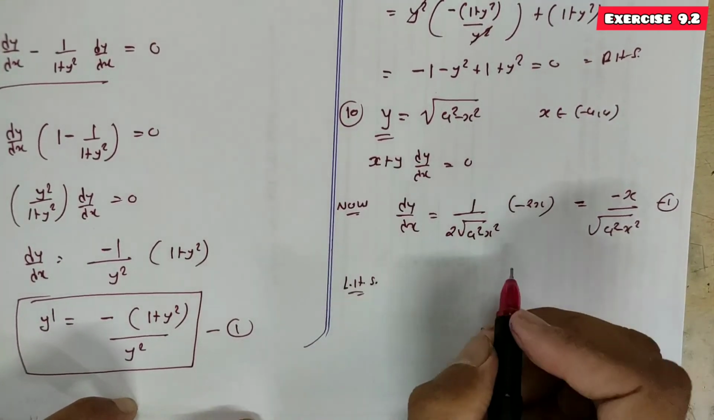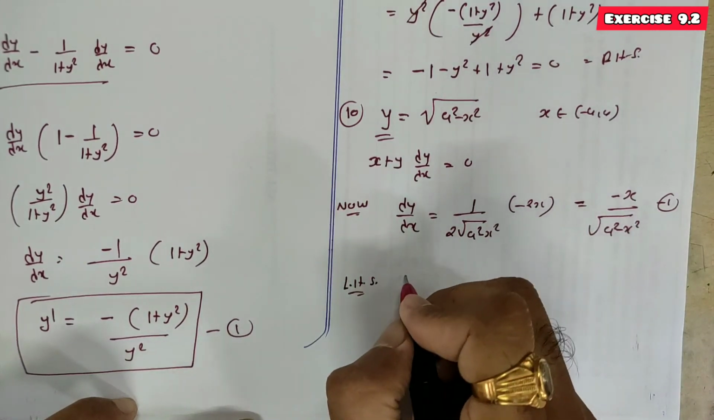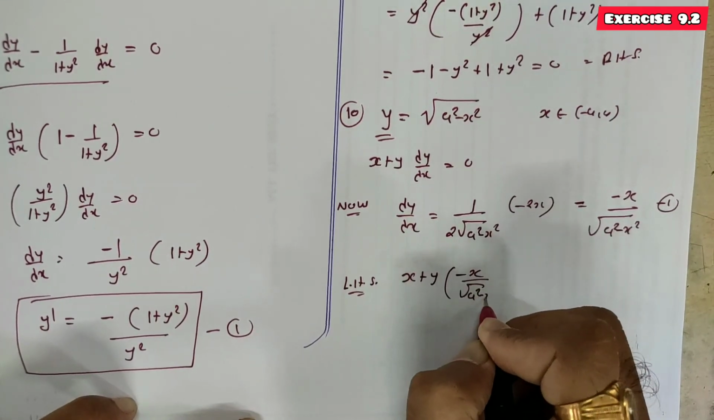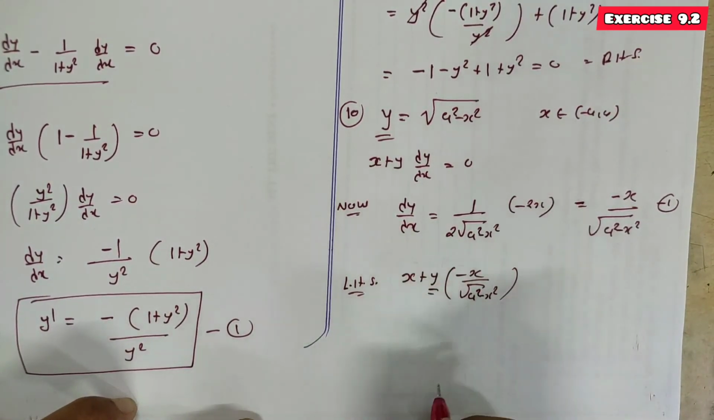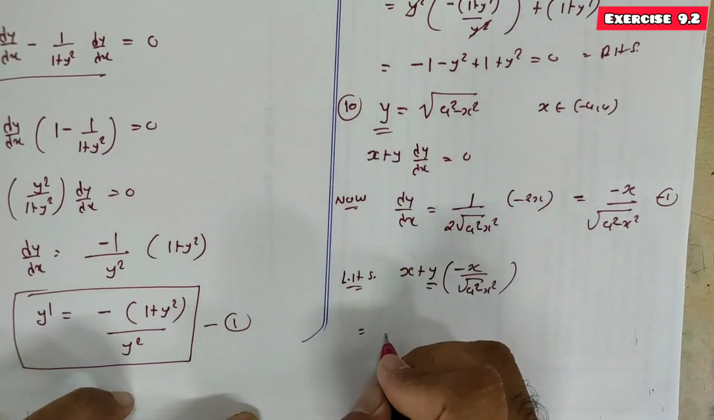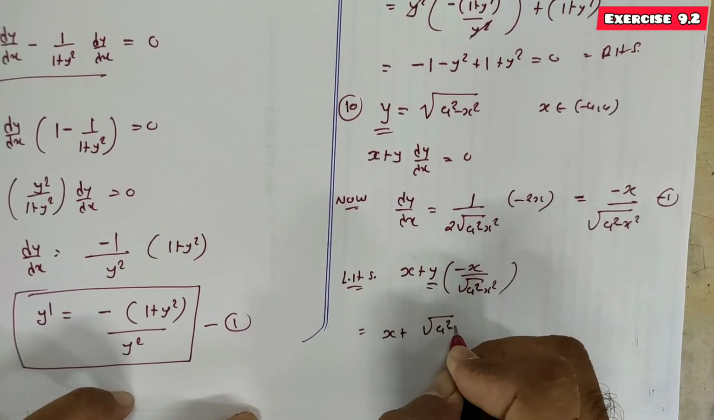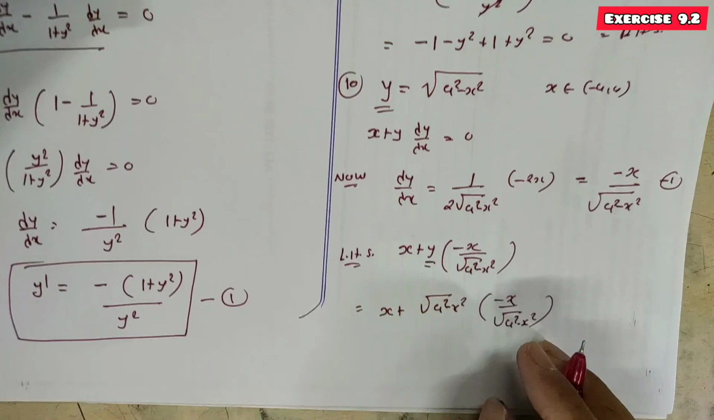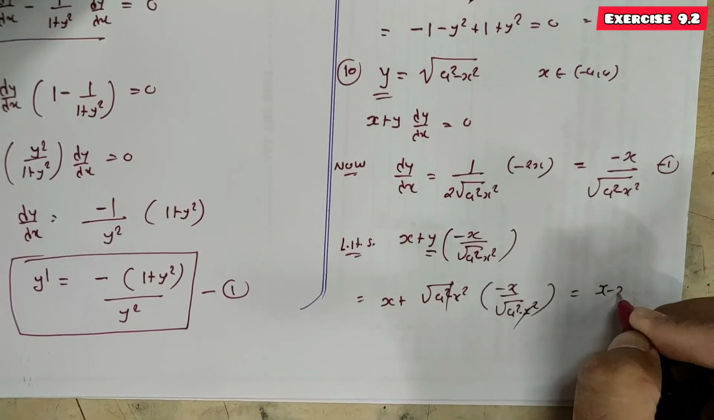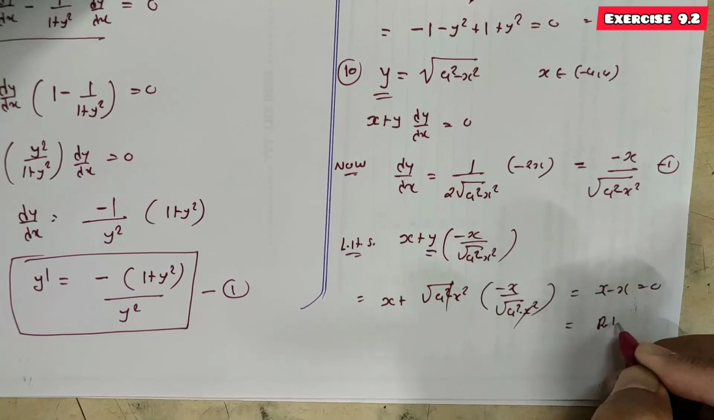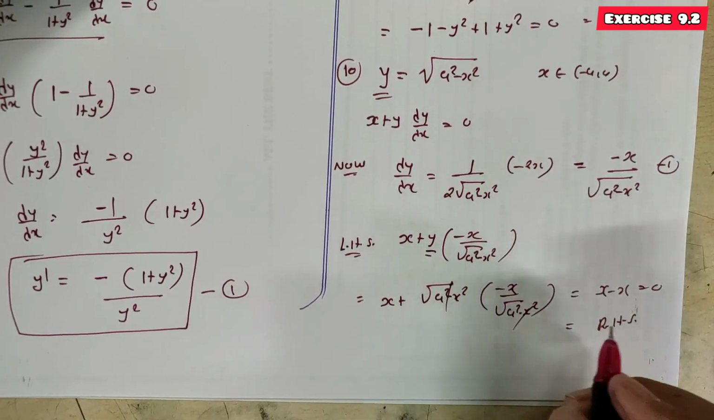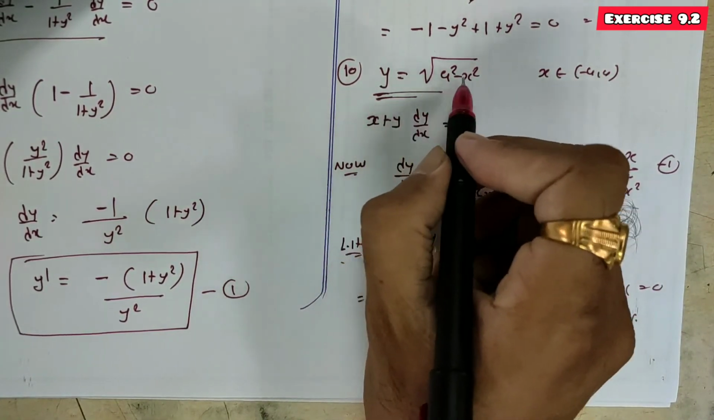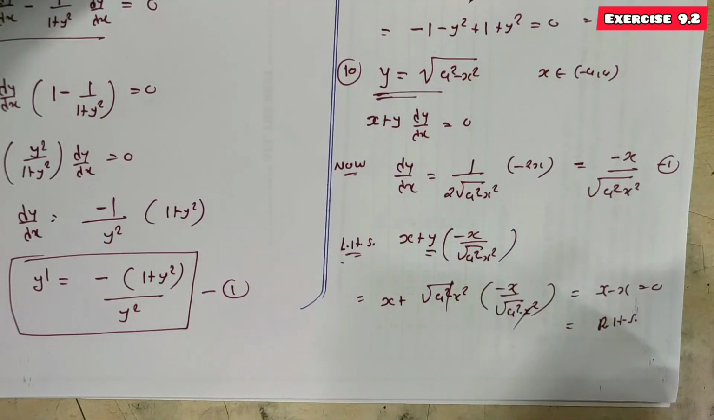Now the left hand side, x plus y dy by dx. So x plus y dy by dx, where dy by dx is minus x upon square root of a square minus x square. Now replace this y with this square root. X plus square root of a square minus x square into minus x upon square root of a square minus x square. Done. Square root will be cut. This is x minus x equal to 0. That is our right hand side of this equation. So the left hand side is equal to the right hand side. Therefore we can say that y equal to square root of a square minus x square is the solution of this given differential equation.